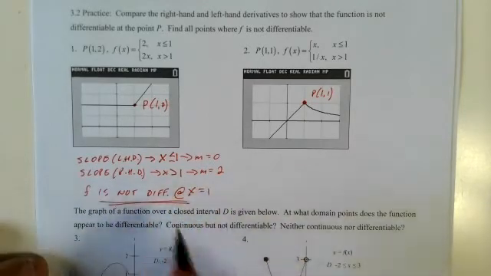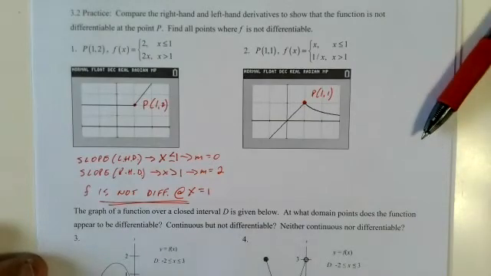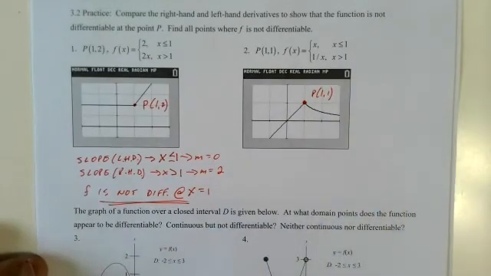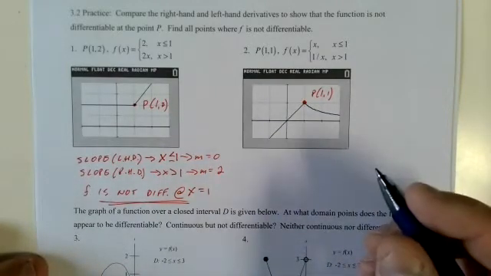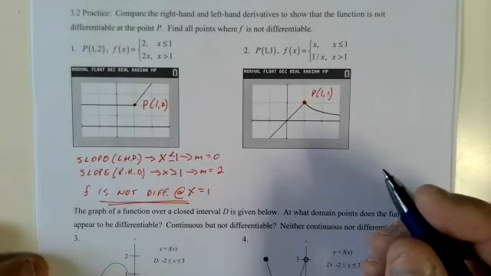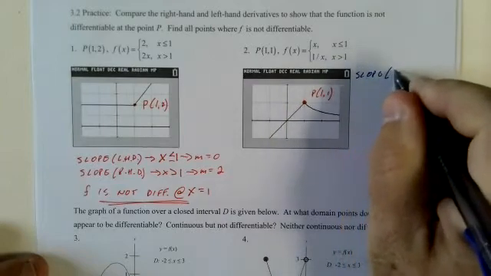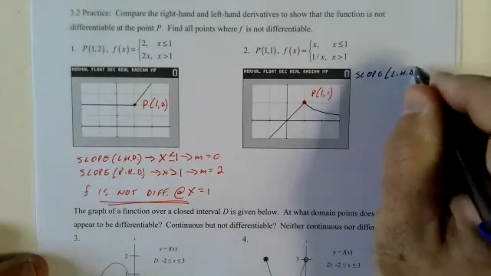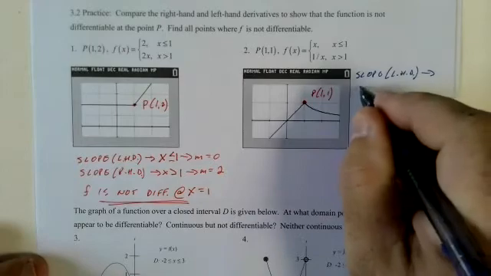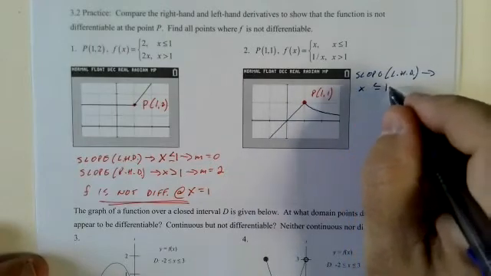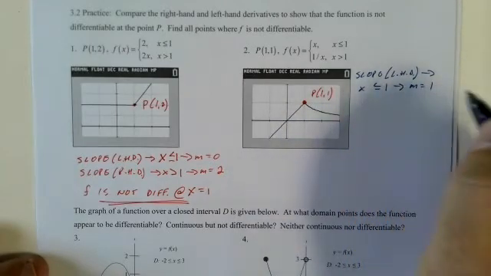We usually define by the x variable. All right, so this looks ugly. It shouldn't be that bad. The slope of the left-hand derivative when x is less than or equal to 1, slope is 1.